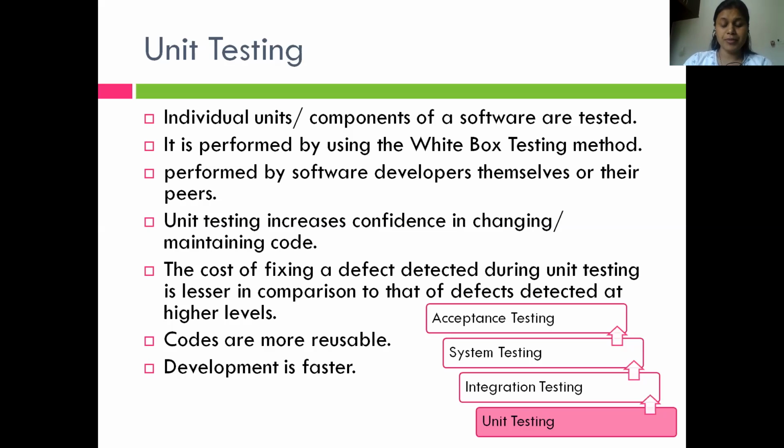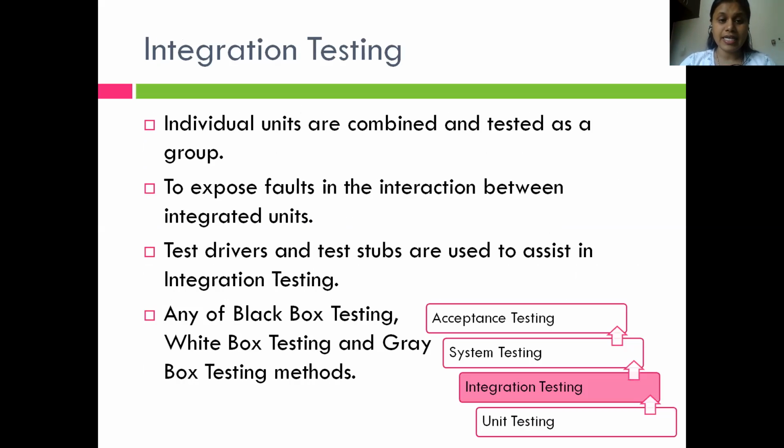Below, a diagram is shown of the different stages of testing we are doing. First is unit testing, next is integration testing, then system testing, and acceptance testing, throughout the development of the software. So the basic step of testing is unit testing, when the software is in the developing phase. Okay, the next step is integration testing.